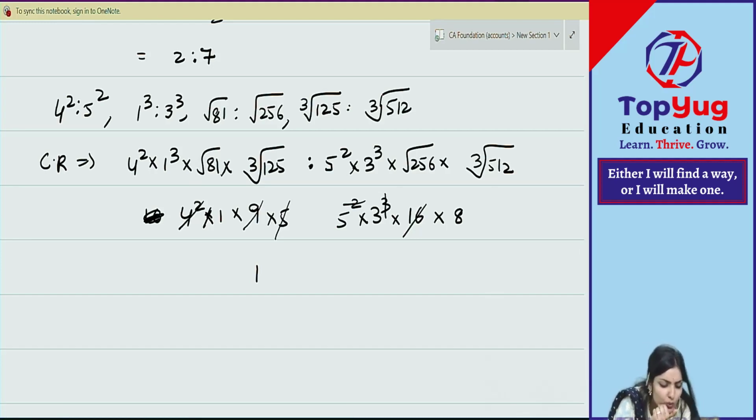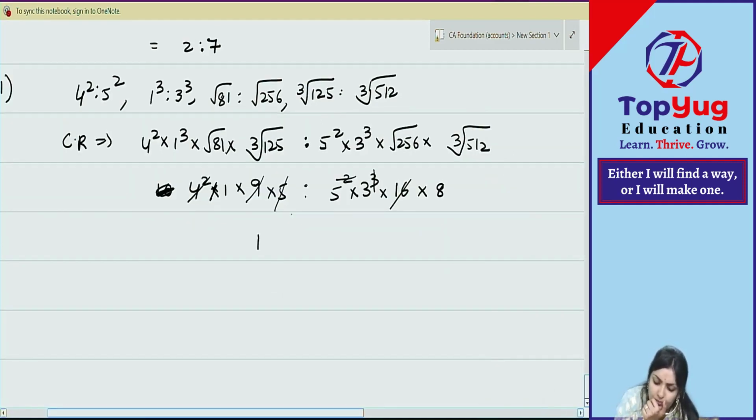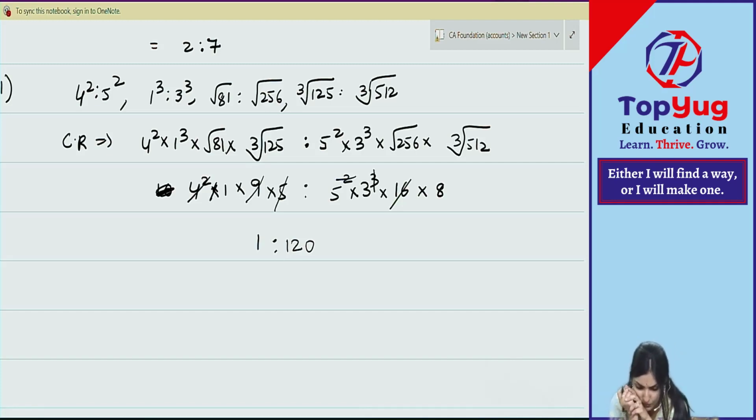And on the other side I am left over with 24. 5 is also there. 24 into 5, 120. Guys, check my calculations and also do tell me the answer. What answer is there?